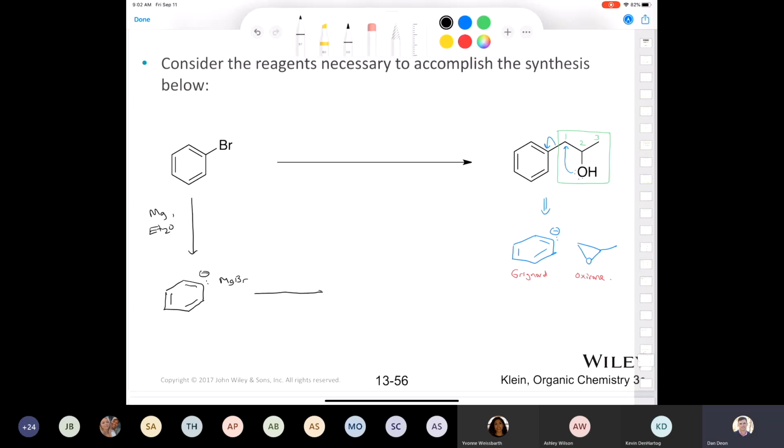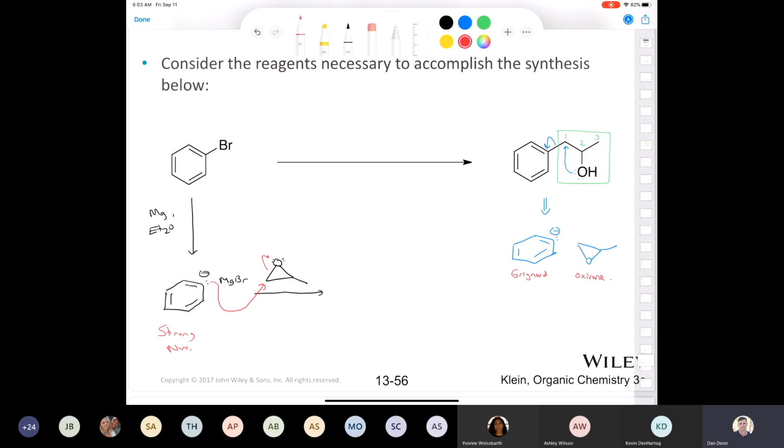We're going to treat it with that oxirane that I drew right here. Let me just redraw it. It's just 1-methyl oxirane. Remember, this is a strong nucleophile. It's going to do a nucleophilic attack on the least hindered carbon like that.